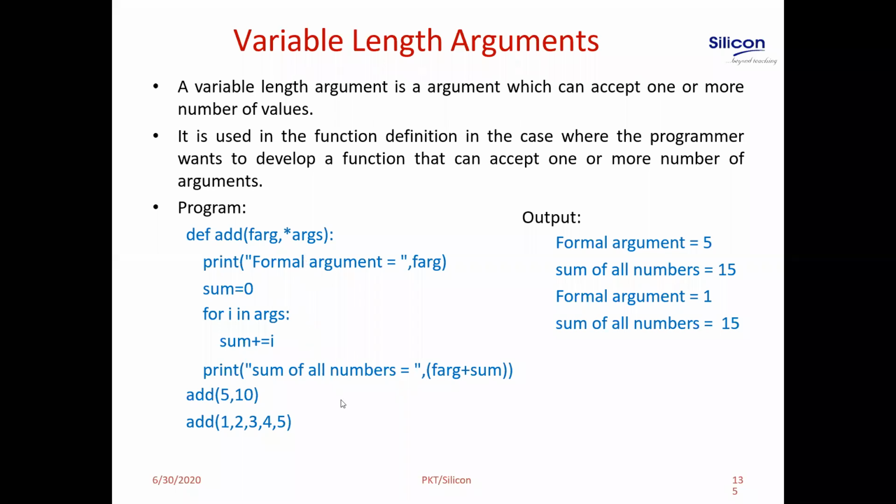Sir, once again, what does the star represent? The star is just a symbol that is being used for representing the variable length argument. Star is not a pointer. Star represents the variable length argument over here, star ARGS. It is not a pointer. There is no pointer concept over here.